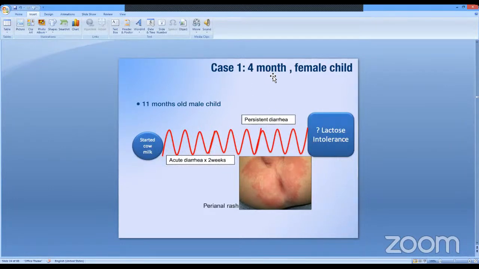Now another case, 4-month female child. Started cow milk, patient developed acute diarrhea for 2 weeks. Then this diarrhea became persistent. And you see this classical perianal excoriation, perianal rash. And this is very much suggestive of lactose intolerance.